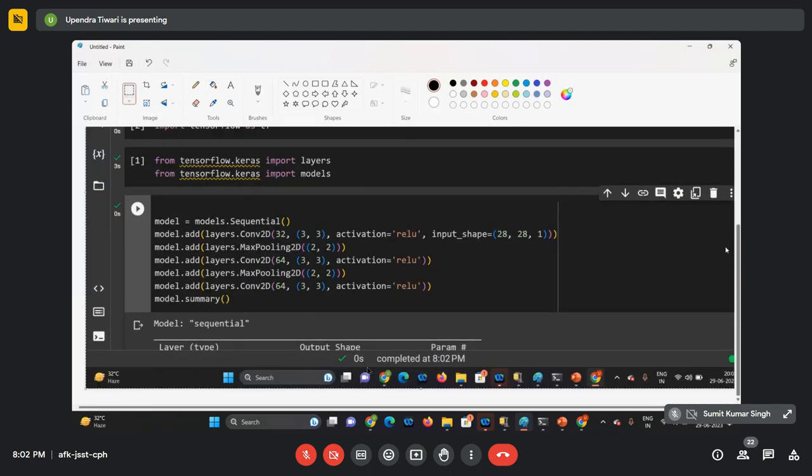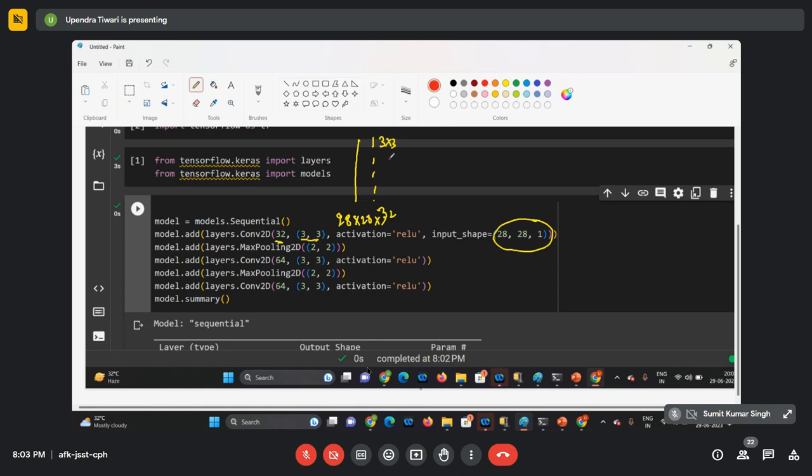So here we are using the sequential model. First of all, what is the size of our image? That is 28 by 28 by 1. Then after, we have used 32 filters, each of size 3 by 3. So we have used 32 filters, and what is the size of each filter? 3 by 3. Then we have the ReLU.